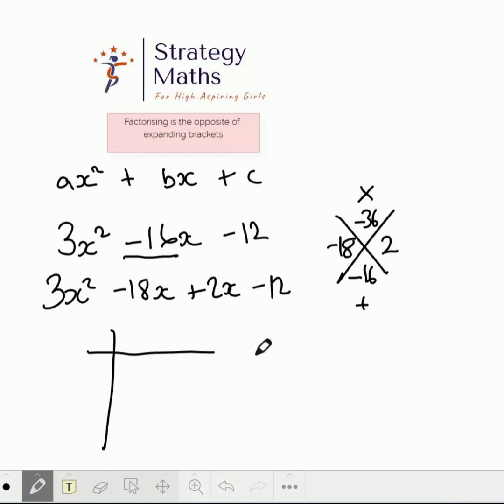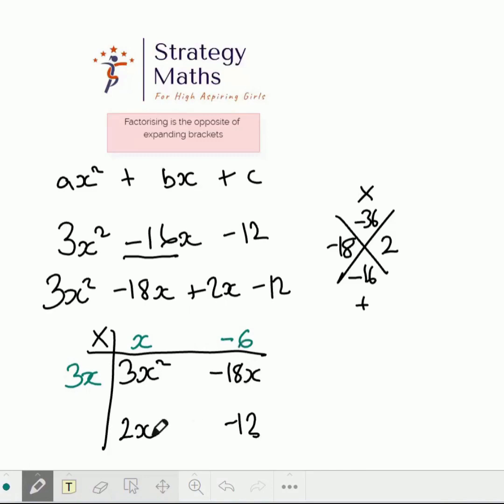Now to use the grid method, the reversal of the grid, to find the factors. So inside the grid, we want 3x squared and a minus 18x. And underneath, we want a positive 2x and a minus 12. Next, we're going to look at this row and find the highest common factor of those, which is 3x. And when we multiply 3x by x, we get 3x squared. And when we multiply 3x by minus 6, we get minus 18x.